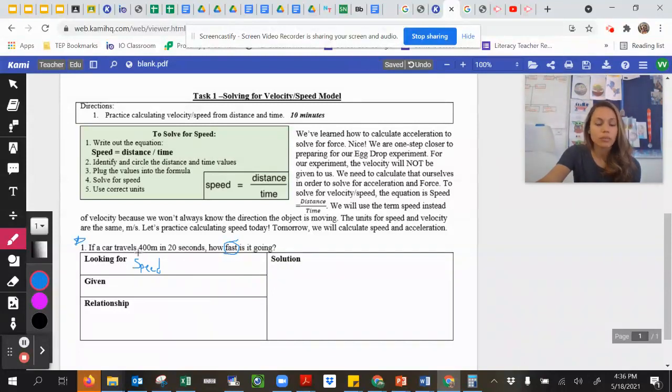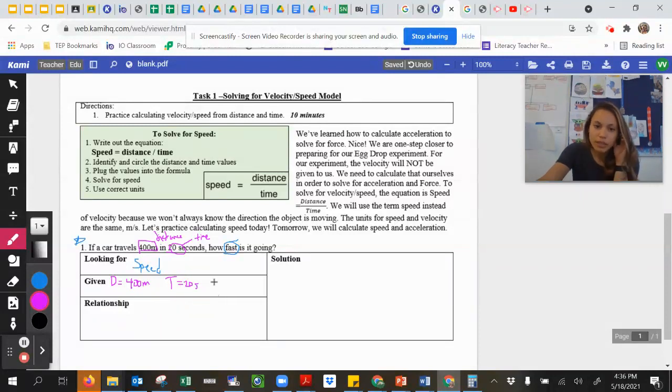What is given to us? We have 400 meters. So that is distance. Meters is how far something goes, so that's distance. And in 20 seconds, so that is time. And that's about all we got. So we are given distance. Let's call that D, as 400. Make sure to write this down. And we are also given time, which is T, and that is 20 seconds.